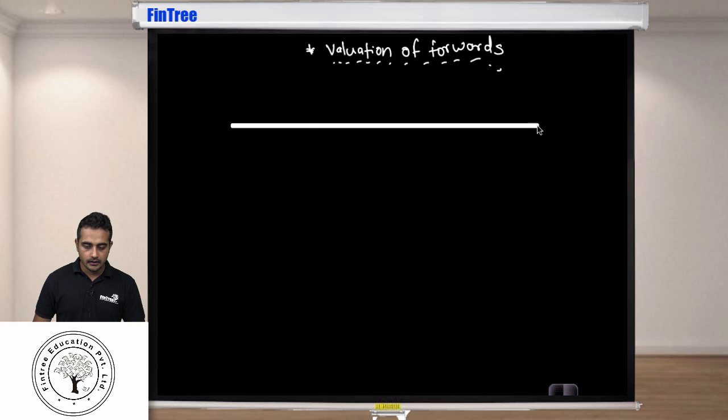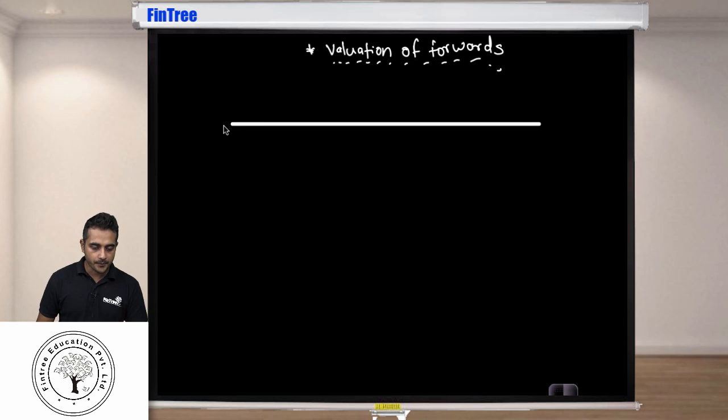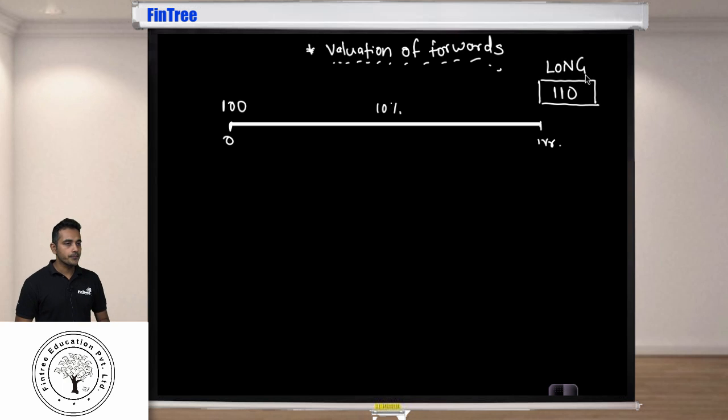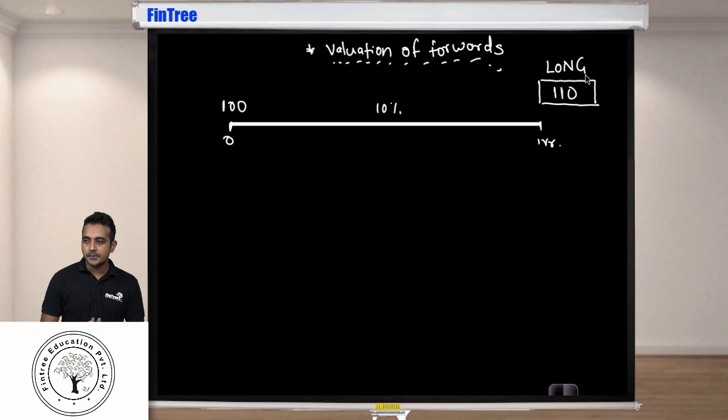So let's say this distance is 1 year. This is 0, this is 1 year. Today the spot price is 100, RFR is 10% discrete. So no arbitrage forward price comes out to be 110. Okay. Let us say we have taken a long position on this forward contract. So we sign the contract at time 0. Are we together on this?